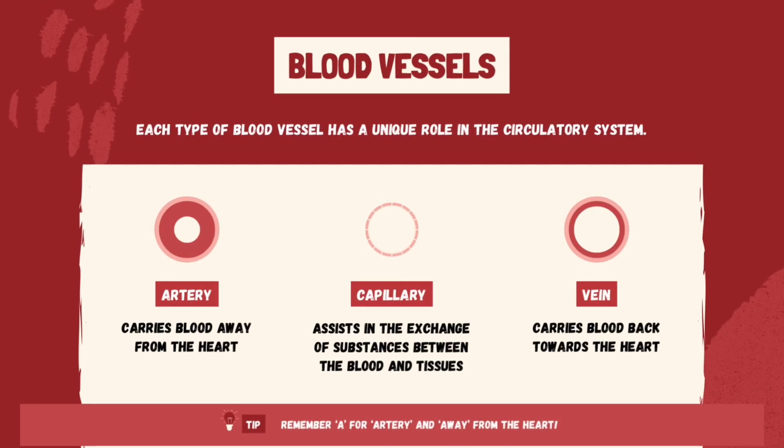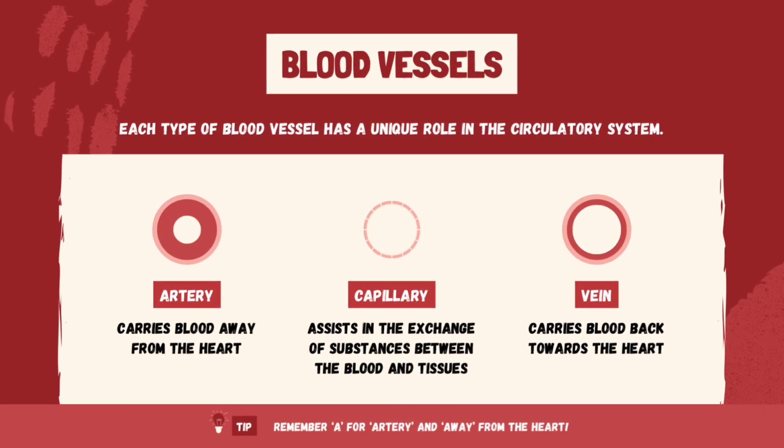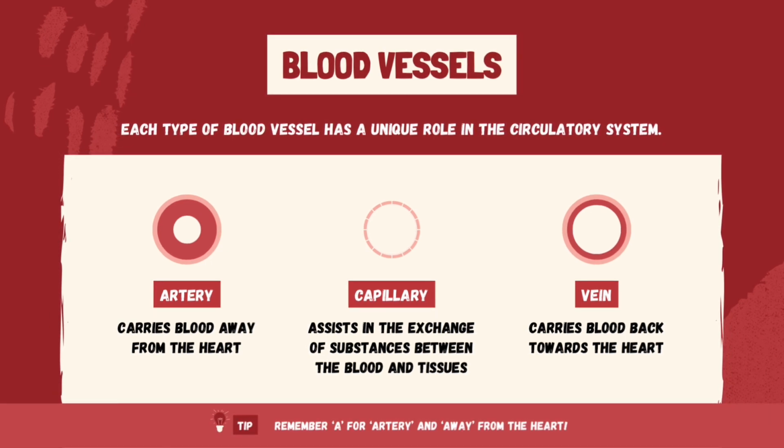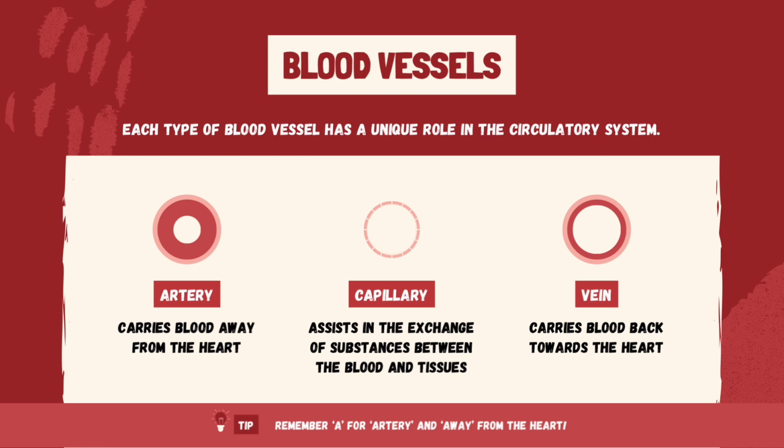Each type of blood vessel has a unique role in the circulatory system. Artery carries blood away from the heart. Capillary assists in the exchange of substances between the blood and tissues. Vein carries blood back towards the heart.